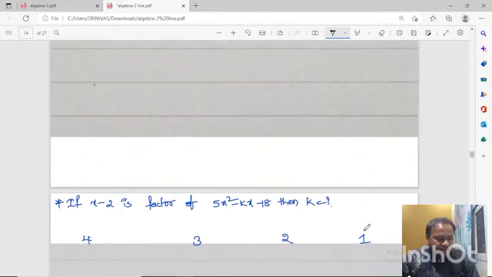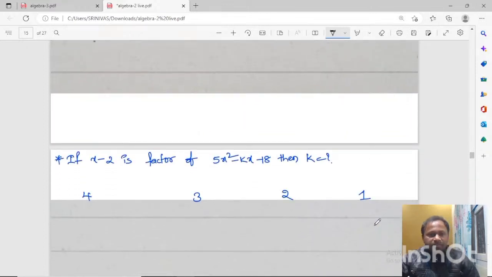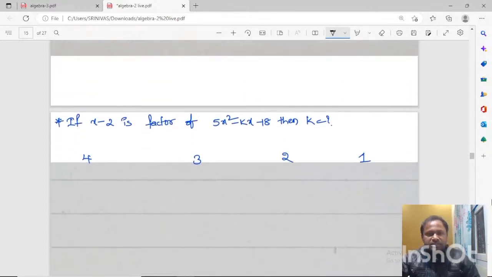Next, let me move on to one more problem. Of course, this is also a problem based on the factor theorem. This is a problem based on the factor theorem. So just substitute x is equal to 2 in this.